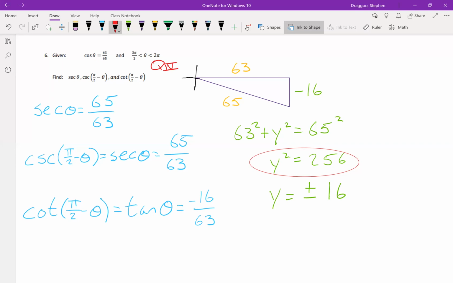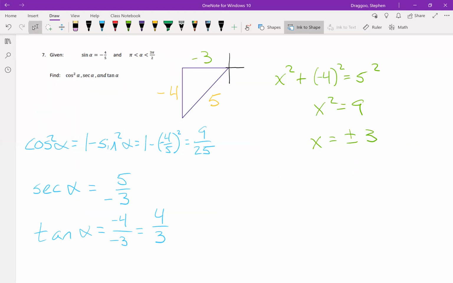In this case, since we're making a reference triangle, I want to have just one value for that opposite side. And now, because I'm in the fourth quadrant, my y values should be negative. So out of the plus or minus 16 that I have options to take here, I'm going to take the negative value, because again, I'm in the fourth quadrant. From here, everything else in the problem was straightforward. I needed to get secant of theta, cosecant of pi over 2 minus theta, and cotangent of pi over 2 minus theta, which I can ultimately solve using just the sides of a triangle.